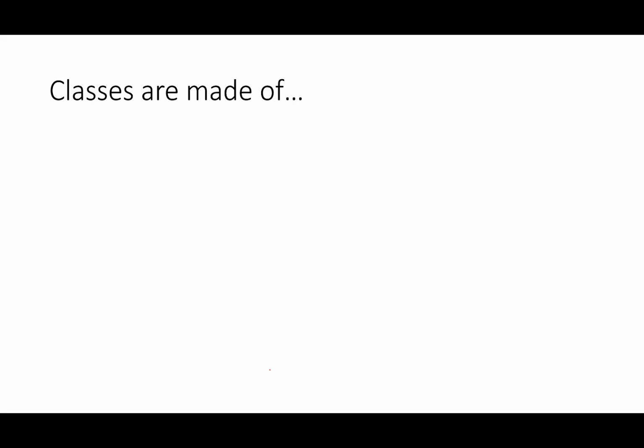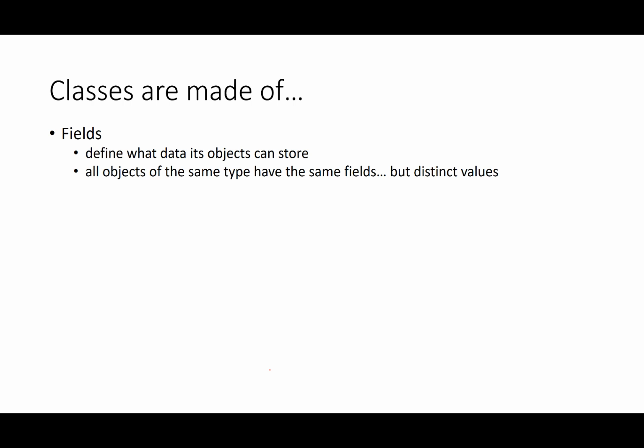The three things classes are made of are, first, fields, and these define what the objects can store, just like that point stored X and Y. All objects of the same type have the same fields. So every point has an X and a Y field. But the values that are plugged into those fields can be distinct and different.